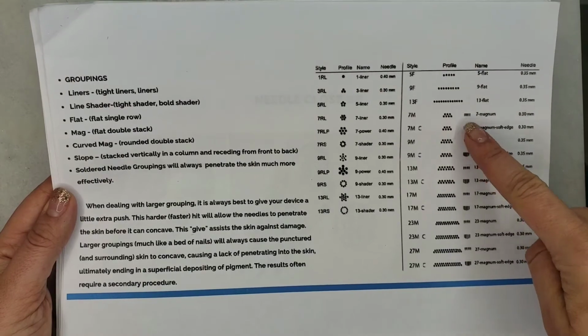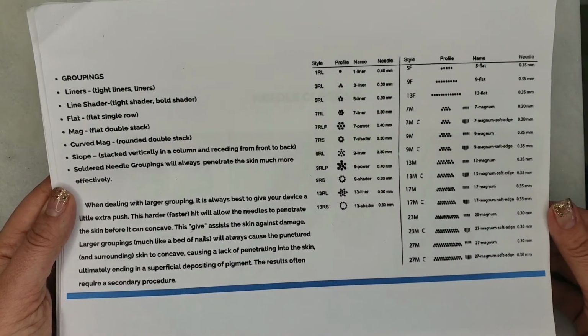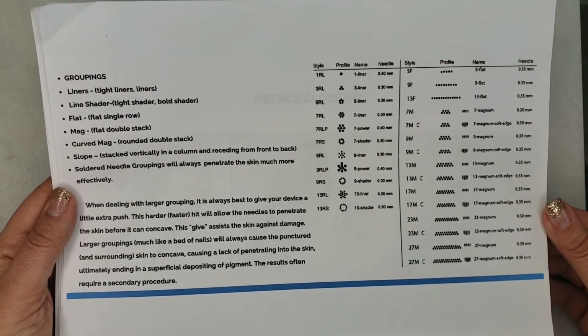Magnums are double stacked. They are great for covering large areas such as lips. Some people do use magnums for filling in brows, for shadow brows as well.